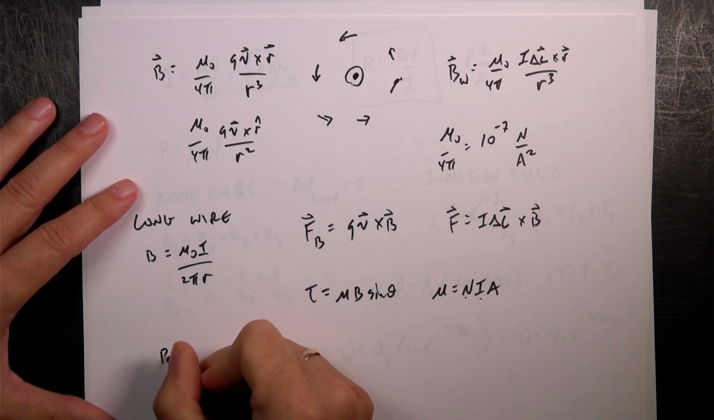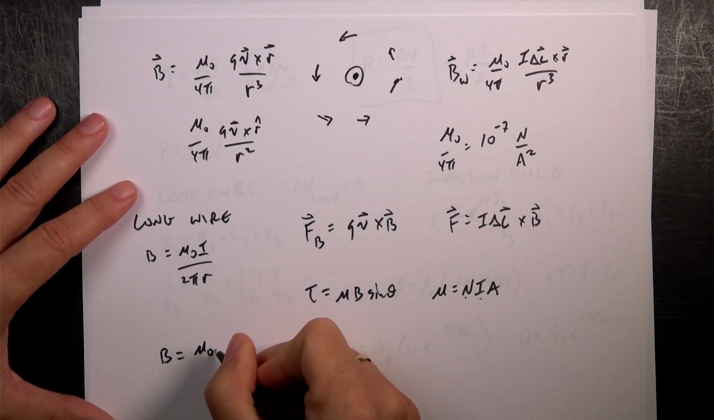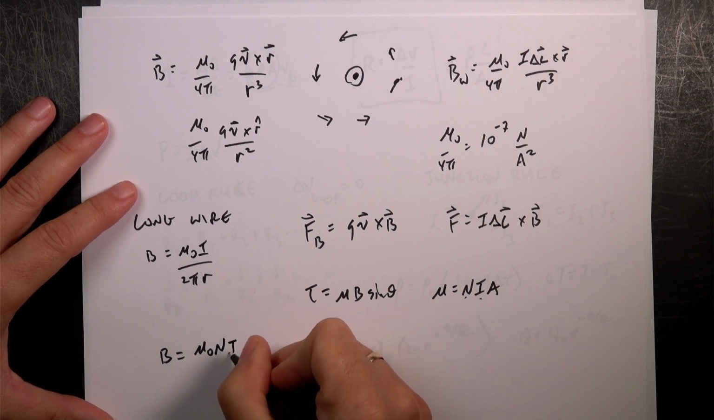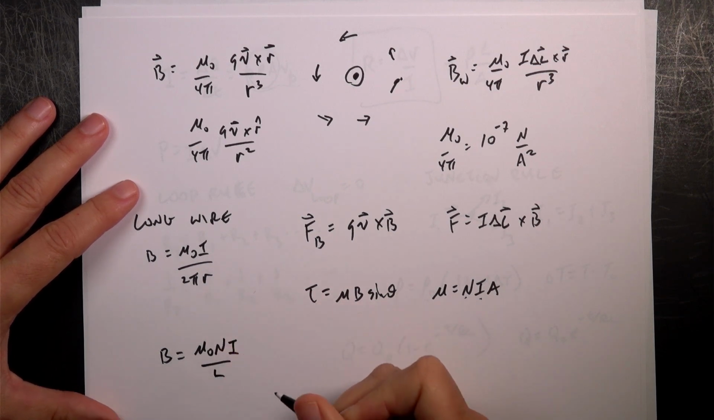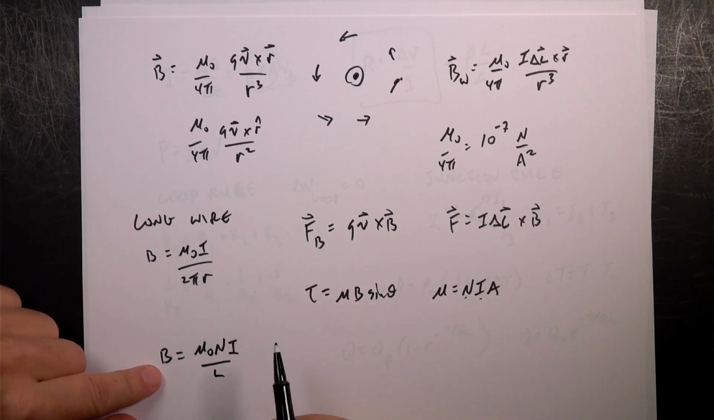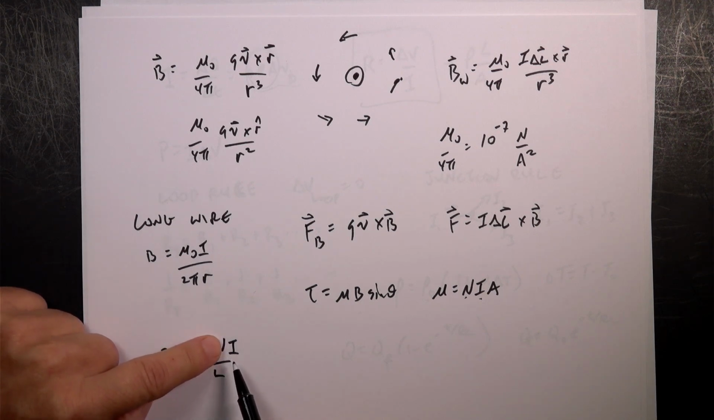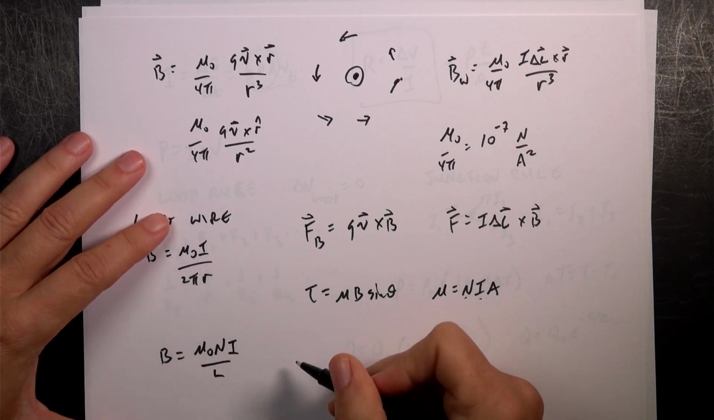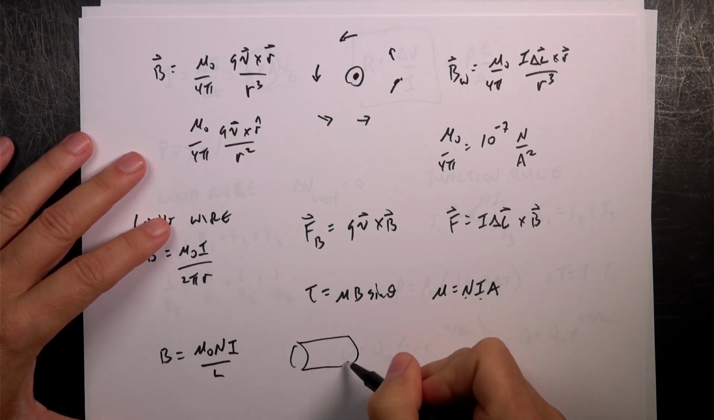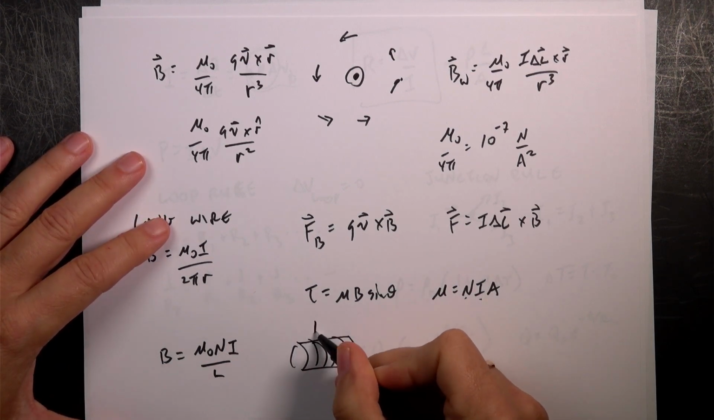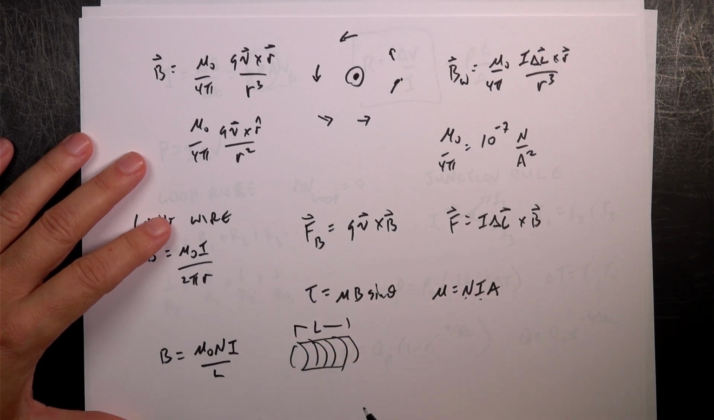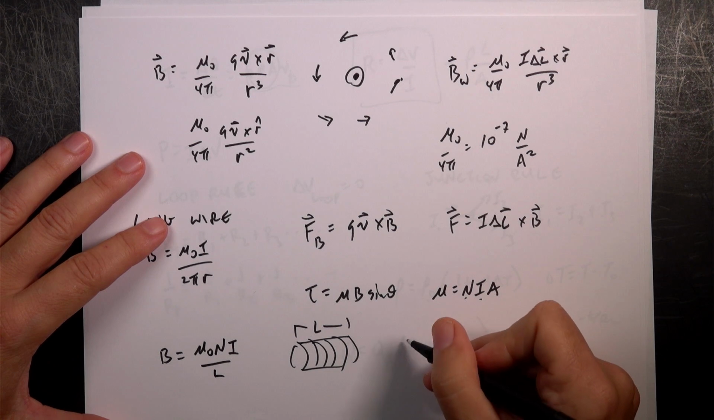We have this one, B equals mu naught N I over L. This is the magnetic field in a solenoid. So N is the number of turns, and L is the length of the solenoid. So like a cylinder like this. So this would be L, and that's the number of turns. And then we have this. Oh, no.